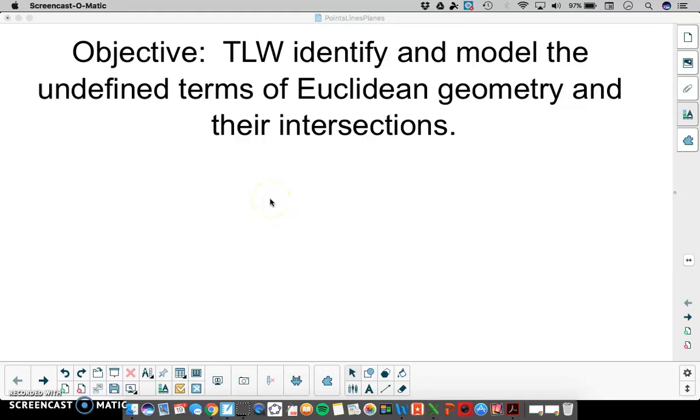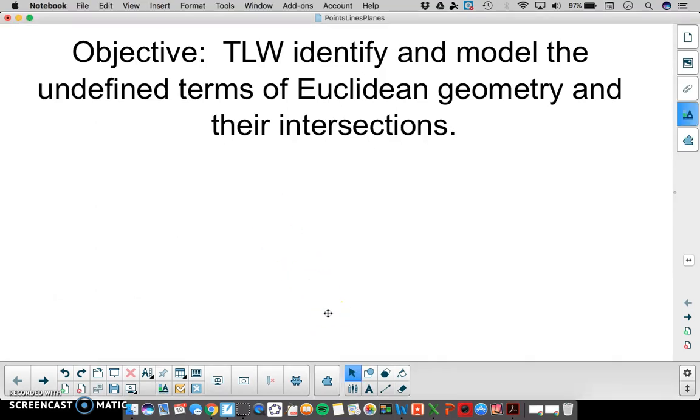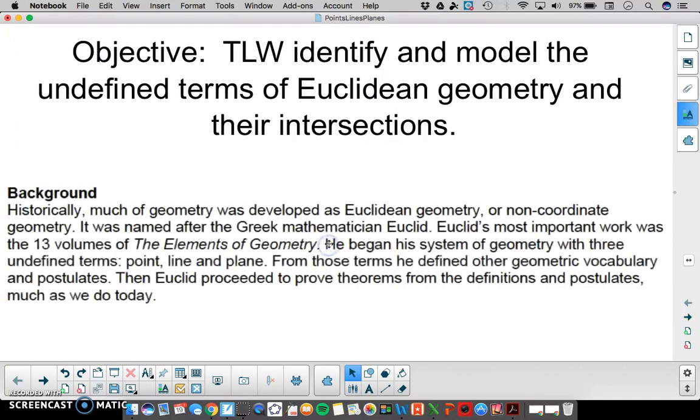In this video, the learner will identify and model the undefined terms of Euclidean geometry and their intersections. First, I'm going to give you a little background on what Euclidean geometry is.